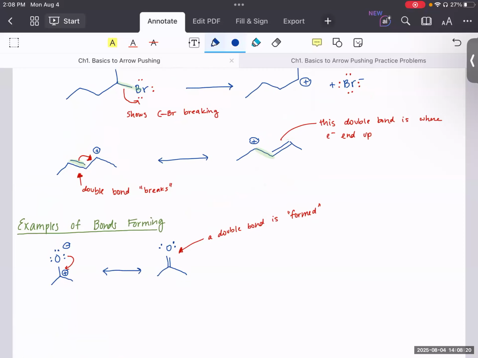We could also do an example where we form a new bond with an atom. So let's say we have something like this.